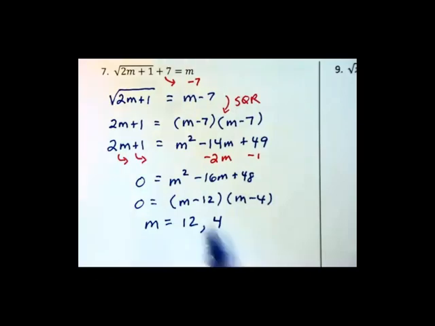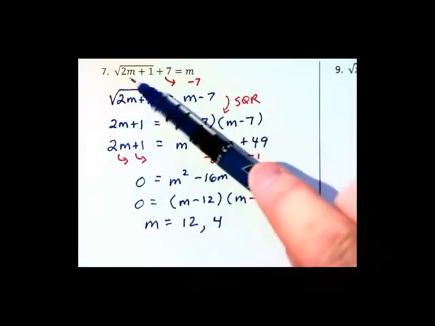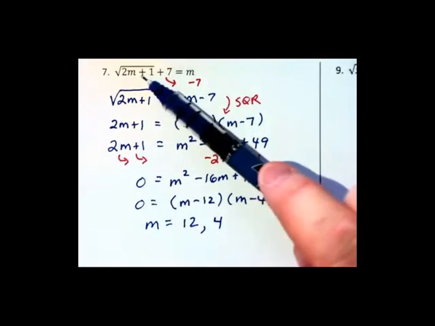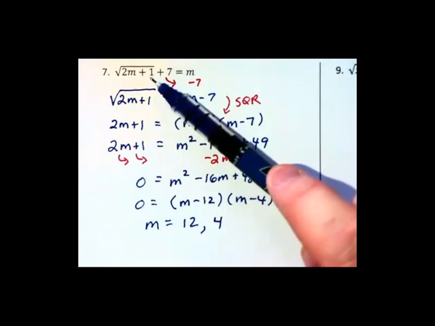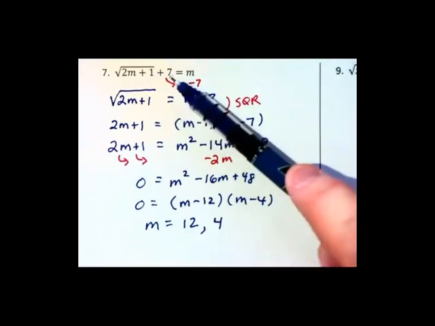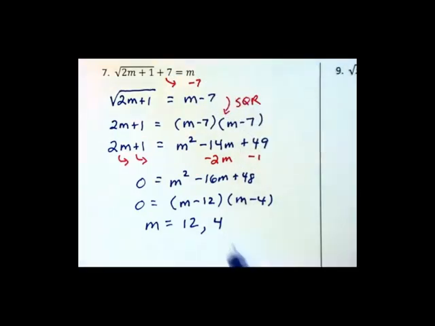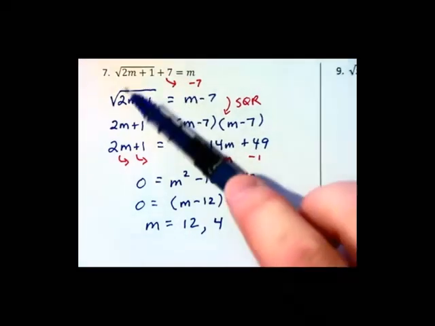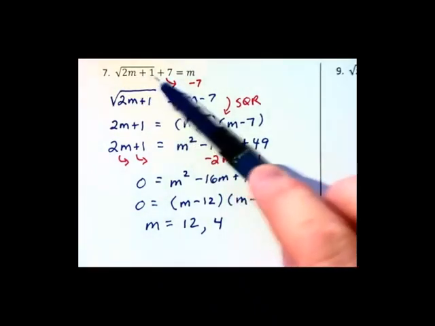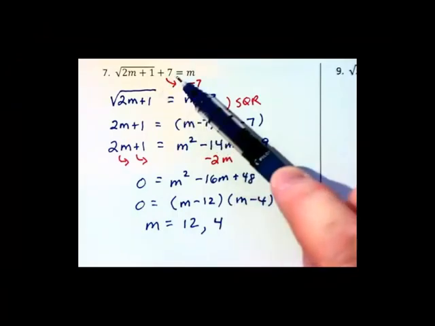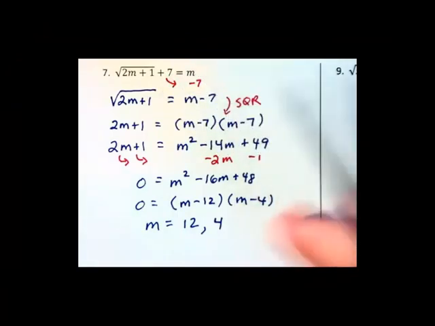So here we go. 12 substituted in, 2 times 12 is 24, plus 1 is 25, which square roots to 5. 5 plus 7 on the left makes 12, and on the right we're substituting in 12, so 12 checks. Now let's try the 4. 2 times 4 is 8, plus the 1 is 9. Square root of 9 is 3, plus the 7 should make 10, but equals 4 instead. That 4 does not work.